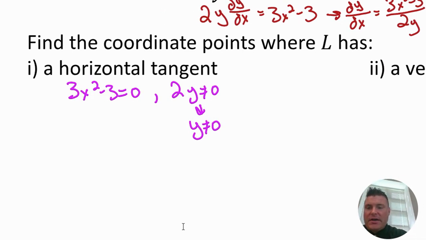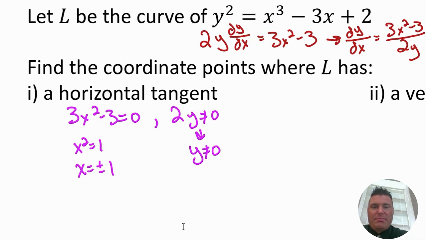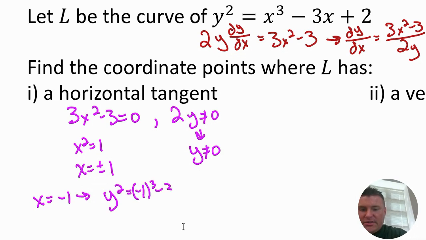But for this 3x squared minus 3, if I add 3 to both sides and divide by 3, I'm going to get x squared equals 1. So x is going to equal plus or minus 1. Now I do need to find these coordinate points, and that'll help me figure out what the y value is. To find these coordinate points, I'm going to plug back into the original up here. Whenever I have x equal to negative 1, I'm going to do y squared is equal to negative 1 cubed minus 3 times negative 1 plus 2. So I'm just plugging back into the original.